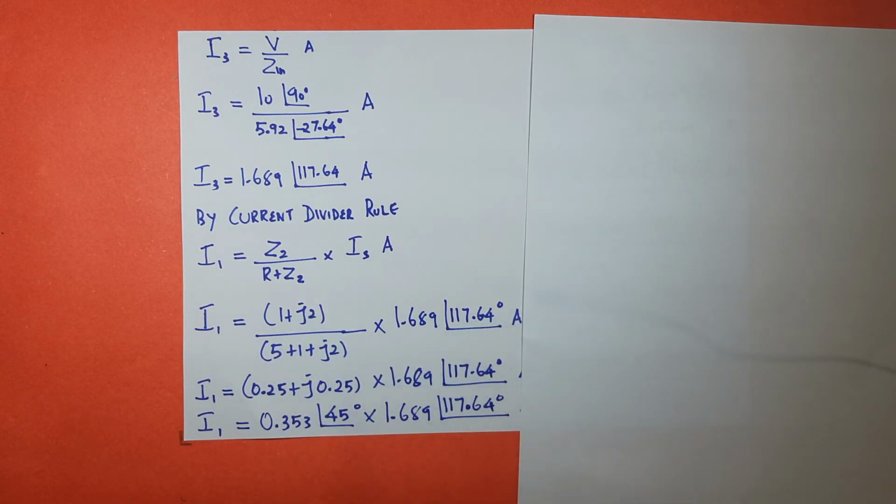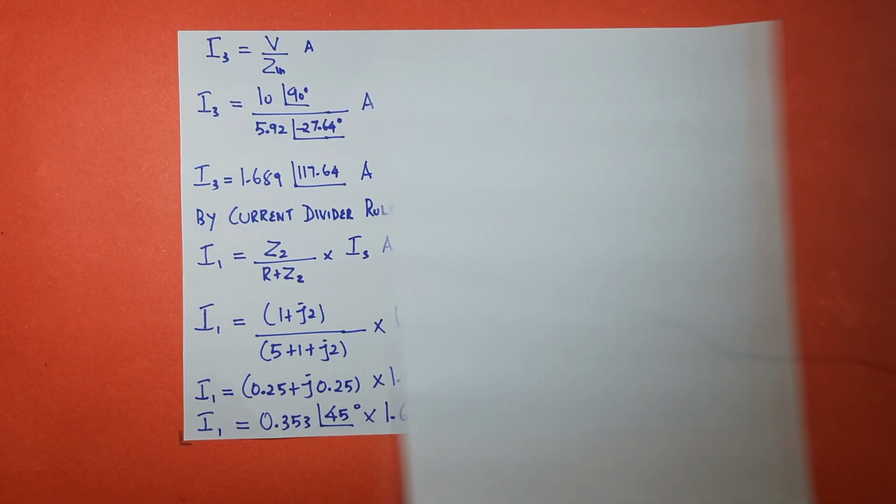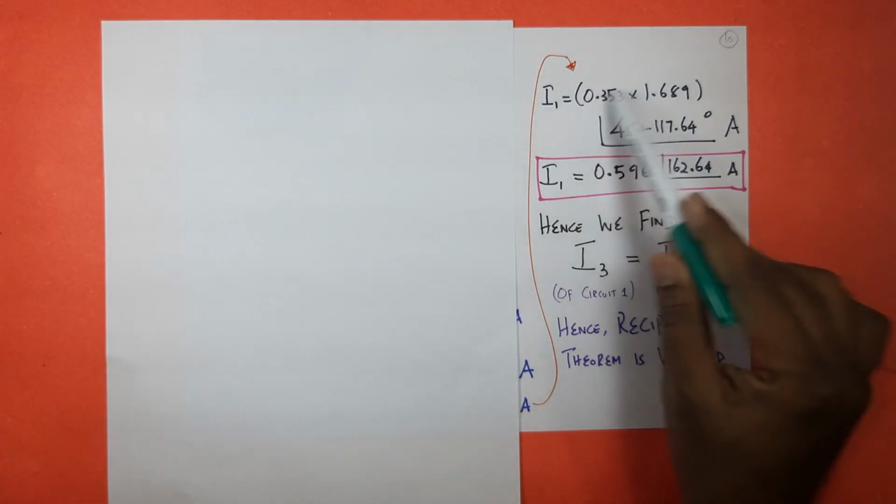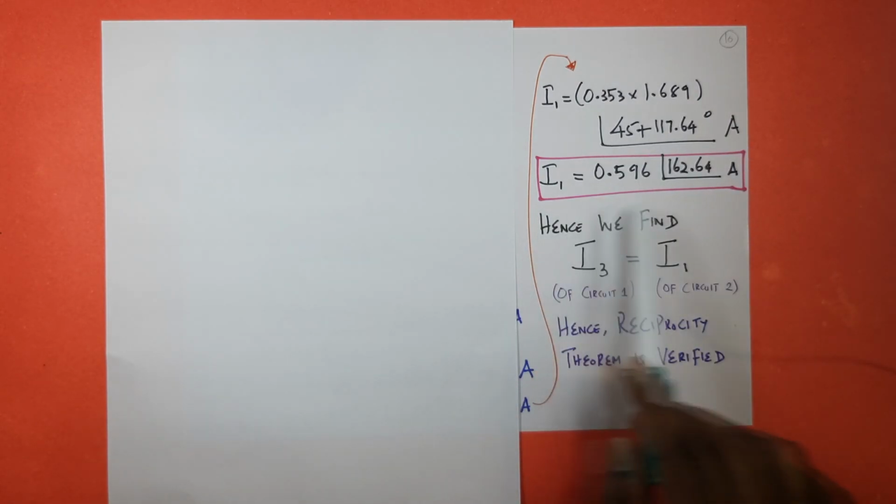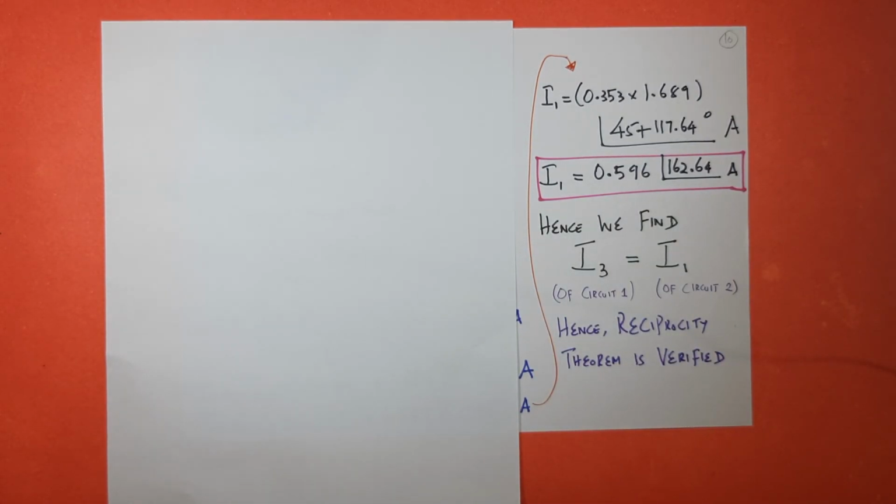Just substitute the value. Only thing is you have to reduce it. So this you operate in the complex mode. Everything you have to operate in complex mode. And then this you convert to polar form. And these two you can multiply. You can add these two things. Right? These two we are multiplying. We are adding. We are getting I1 equal to 0.596 angle 162.64 degree.